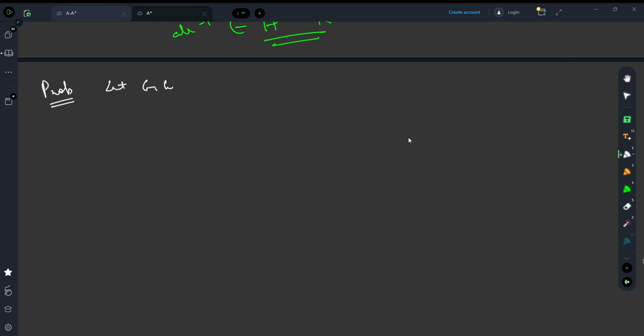Let G be a group and let H and K be subgroups of G. Then HK is a subgroup of G if and only if HK equals KH. Okay, clear?